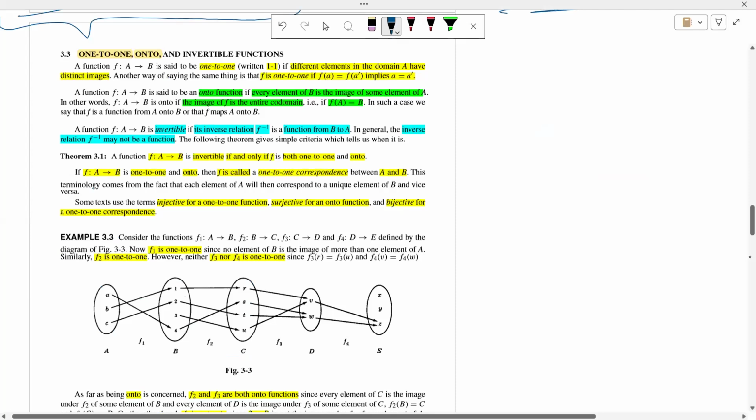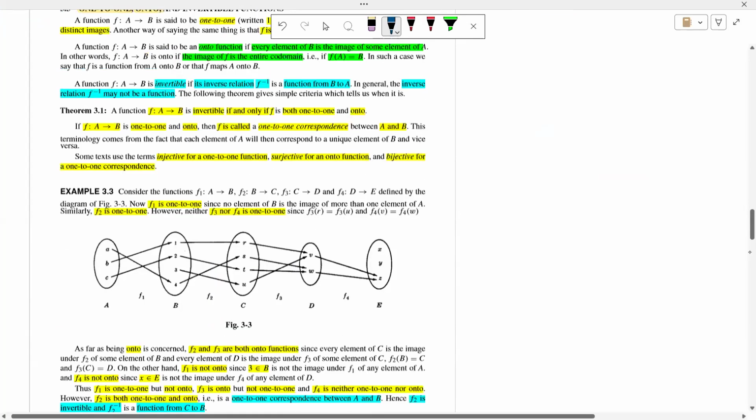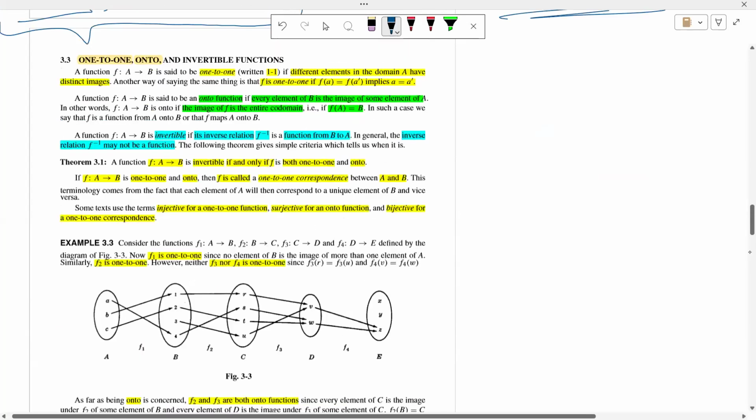Okay, this is the last one. There are three types of functions: one-to-one function, onto function, and inverse function. These are the three different function types we are discussing. That's all the theory. Now I will tell you what we mean by one-to-one functions, onto functions and invertible functions.